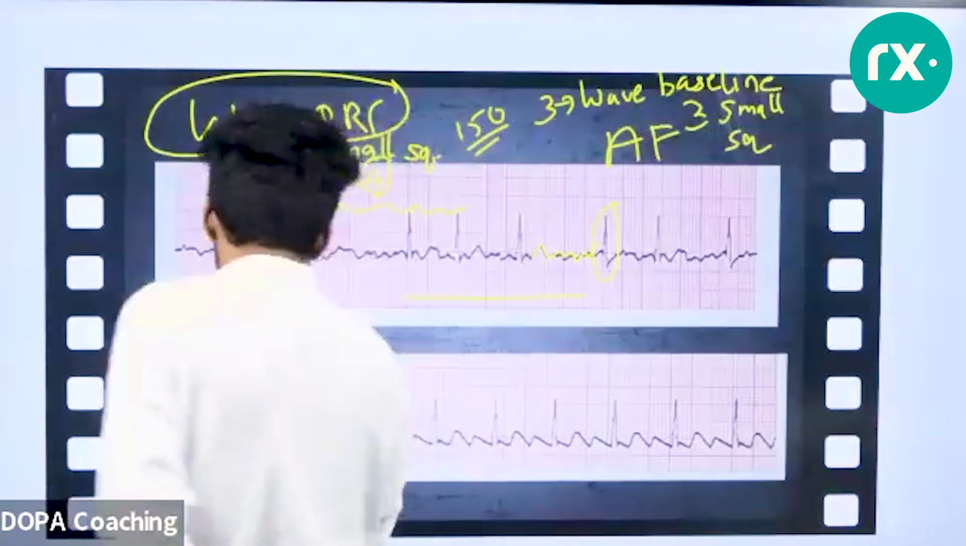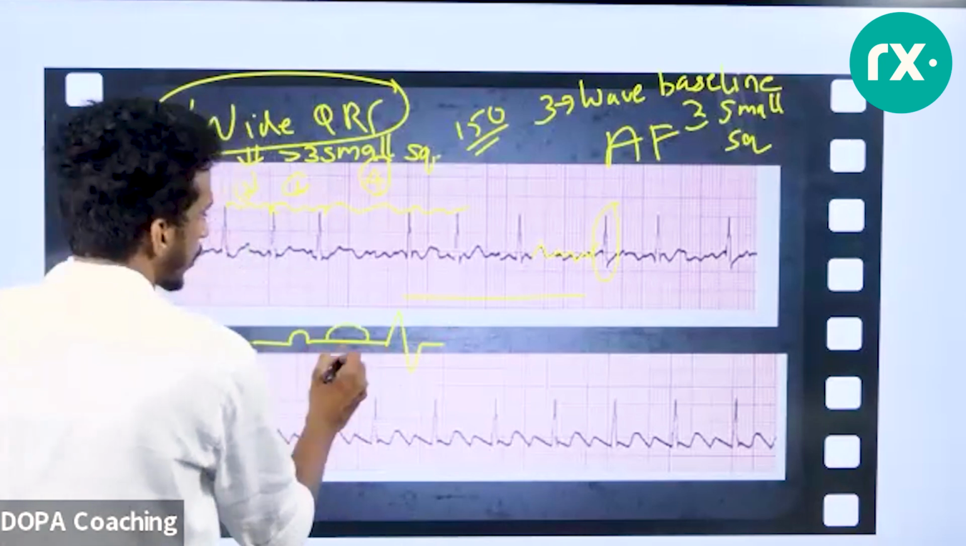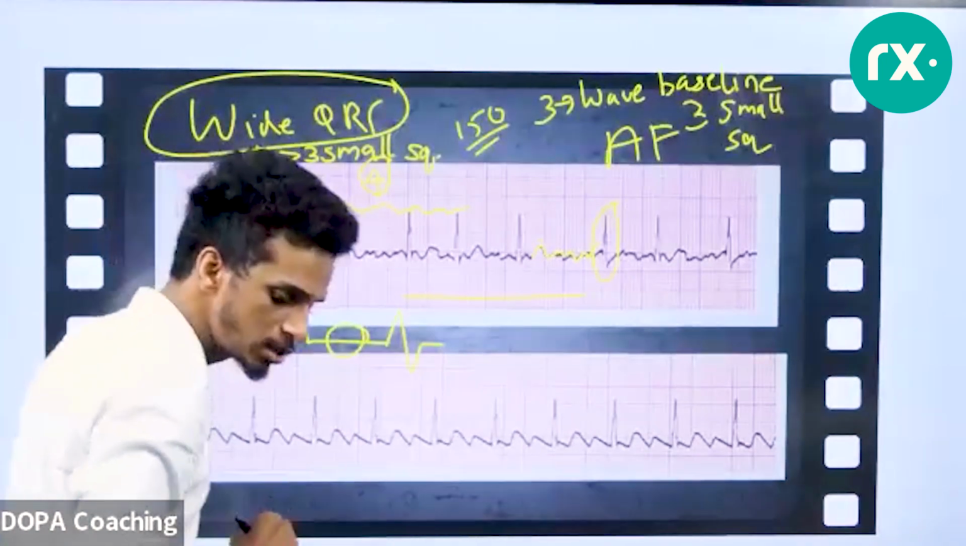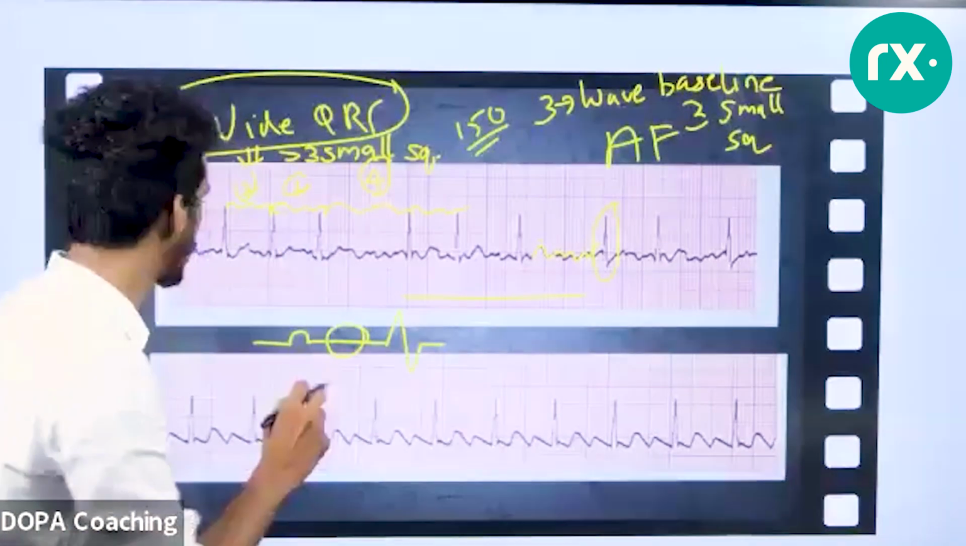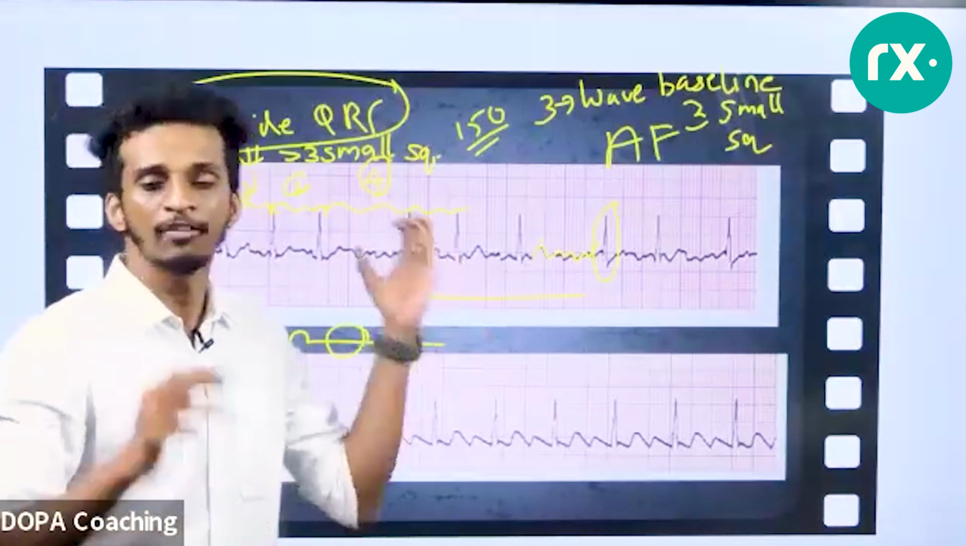In a normal ECG, we'll get an isoelectric line. So this is after the P wave, we have QRS here. This is called an isoelectric line because the voltage there is not varying. But in the ECG with AF, we can't see an isoelectric line, and we have a reason for that also.